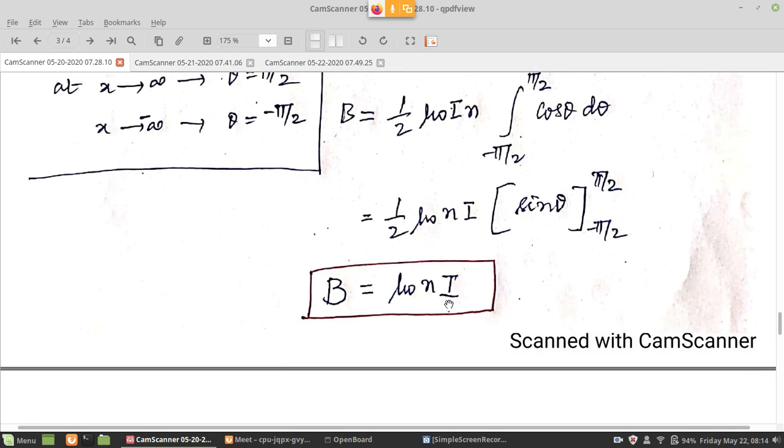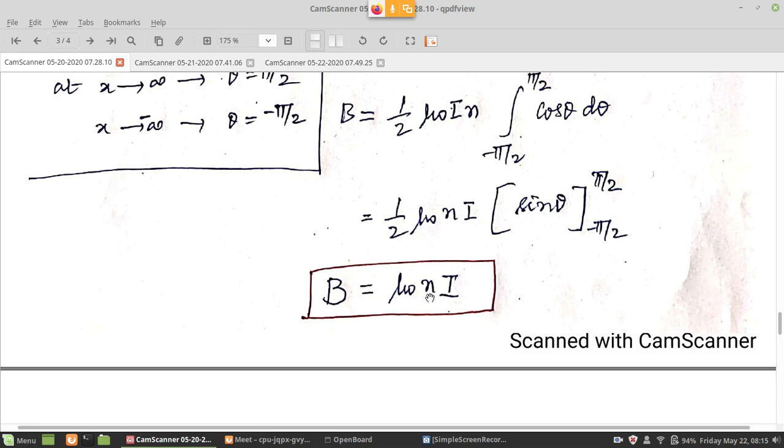Whenever they give you a problem on a solenoid, they will not say 50 turns, 100 turns or 150 turns. Generally they will give you small n, the number of turns per meter. Mu naught is a constant, and we will always remember that the value of mu naught is 4 pi into 10 power minus 7. This constant will come up everywhere in magnetism. If they give turns per centimeter, you have to convert it by multiplying by 100 to get turns per meter.